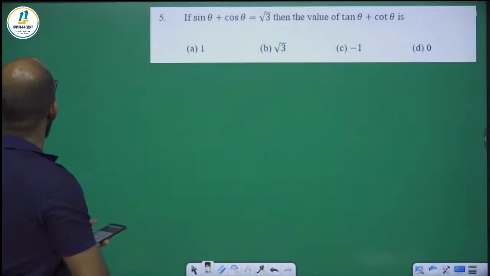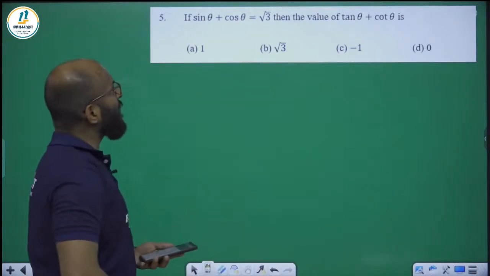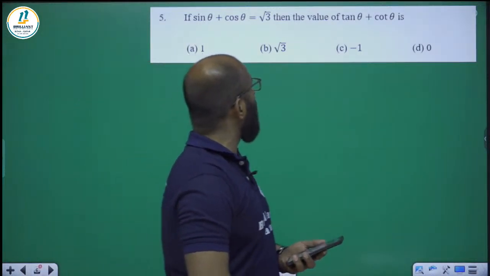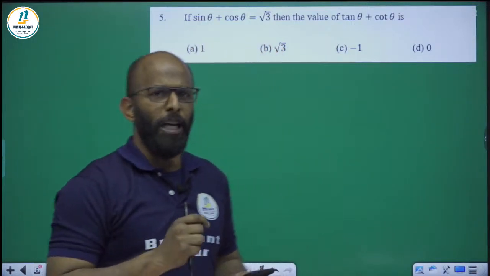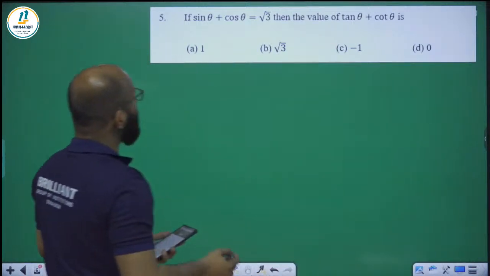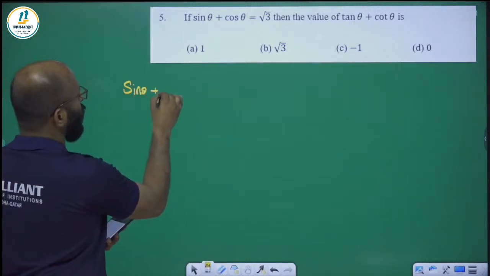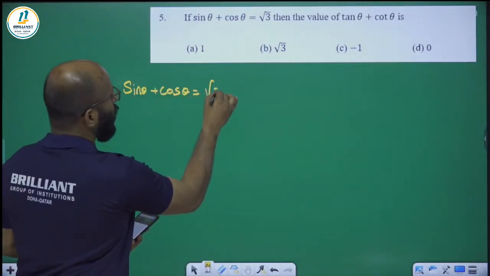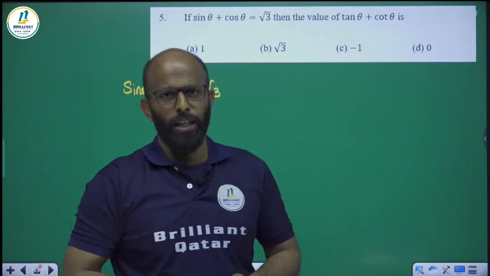Then next we will move to question number 5. If sin theta plus cos theta is equal to root 3, then find the value of tan theta plus cot theta. One of the important questions, previous year question, so please be very careful. Sin theta plus cos theta is equal to root 3, and we need to find the value of tan theta plus cot theta.